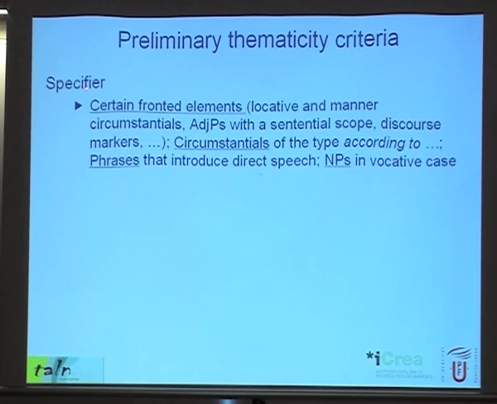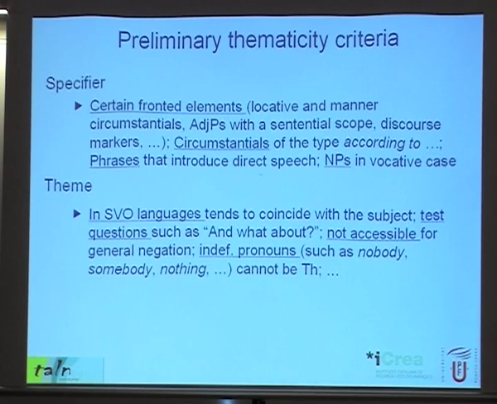Let me put it this way: certain fronted elements, locative, manner, circumstantials, adjuncts with sentential scope, etc., and discourse markers. If they are fronted, then they are specifiers. Circumstantials also are specifiers. Phrases that introduce direct speech and appositive and vocative case, etc. There are quite a few suggestions.